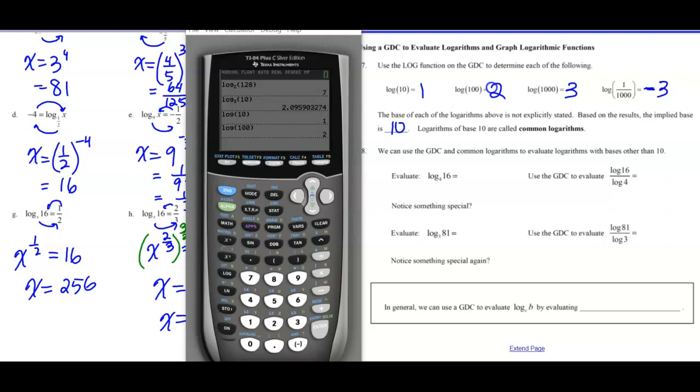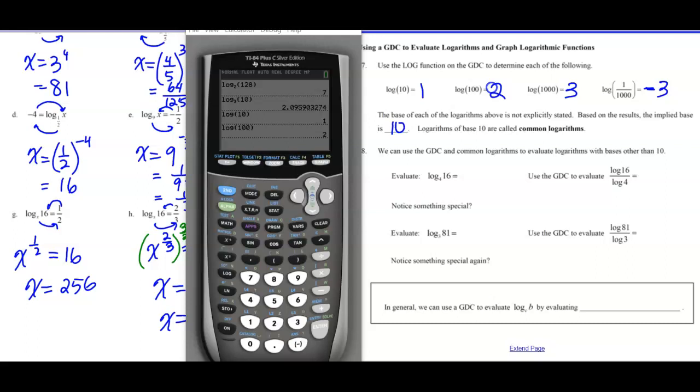We can use the graphing calculator and common logs to evaluate logs with bases other than 10. For those of you that don't have that opportunity to do a different base, you have to follow along in this part. Let's see how it works. Everyone needs to notice this change of base formula. It's on your formula sheet. You'll need to use it when we're proving log statements or solving log statements. Just because you have a newer version of a calculator doesn't mean you don't have to know this.